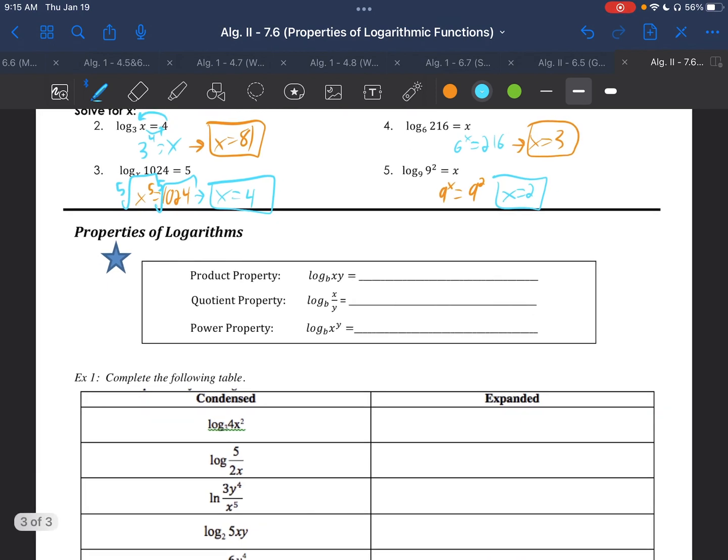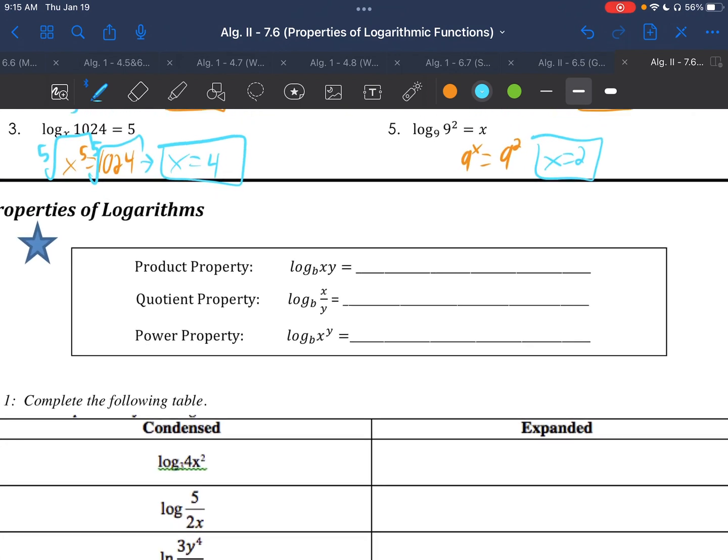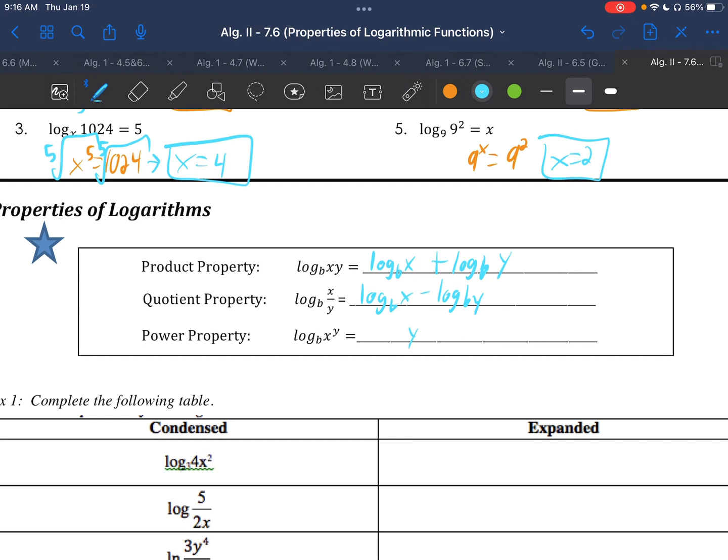So, product property saying log base b of x times y. So if you have two things being multiplied together there, it's really the same thing as log base b of x plus log base b of y. So it's like you can spread them out and you're actually adding. Quotient, if we're dividing x and y, it's like log base b of x minus log base b of y. And if we're taking it to an exponent, it's really like y times log base b of x. It's as if the exponent could just be multiplied out in front.